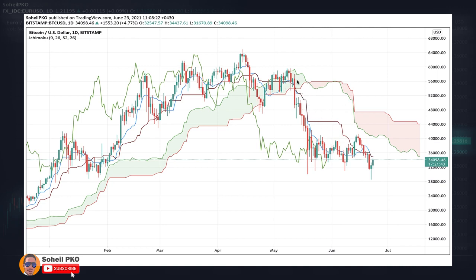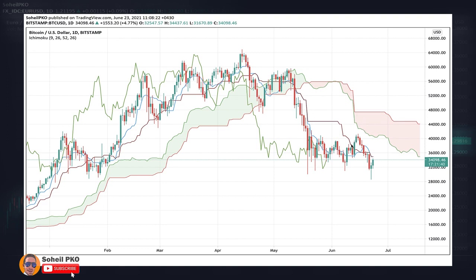If you remember, leading span A, the green line, moves faster and closer to the price action in comparison to leading span B, the red line. So when leading span A, the green line, is above leading span B, actually the cloud is green, and the green line is rising and moving further away from the red line, it shows that the momentum is reinforced and the uptrend is gaining strength. And when leading span A, the green line, is below the red line, actually the cloud is red, and the green line is falling and moving further away from the red line, it shows the momentum is reinforcing and the downtrend is gaining strength.